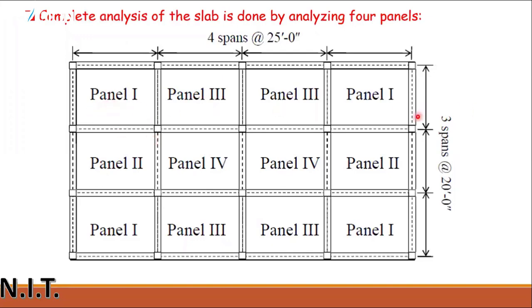This is panel 1, panel 1, this is panel 1, and this is panel 1. Clear? Because these corner panels are equal and dimensions are also equal in the symmetry, two sides are discontinuous and two sides are continuous. Then panel 2, these are quite similar. Then panel 3 are similar and panel 4 are similar. So that's why this project is divided in 4 panels.